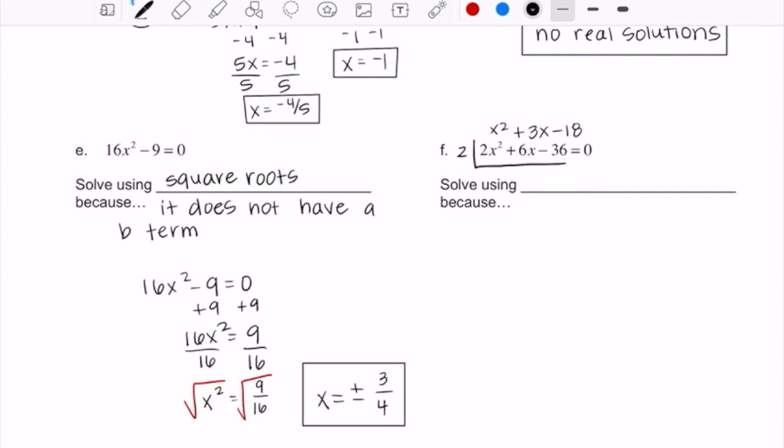It's almost like you have to try t-charting it to see if you can solve it by factoring before you would decide on this one to use the quadratic formula. So I'm going to solve this one by factoring because it can be t-charted.